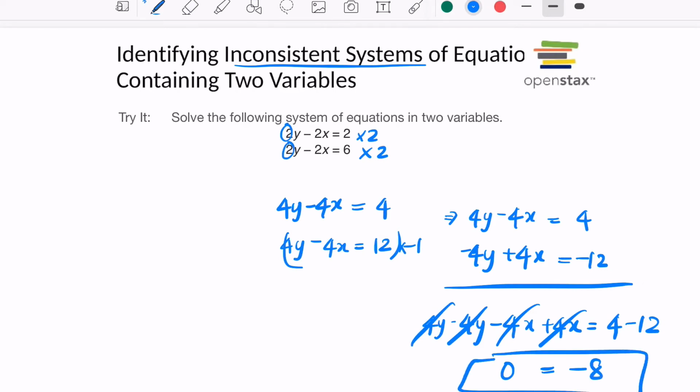This here is a false equation, so a false answer. So when you get a false statement at the end of the system without having solved the problem, this here is an example of an inconsistent system.